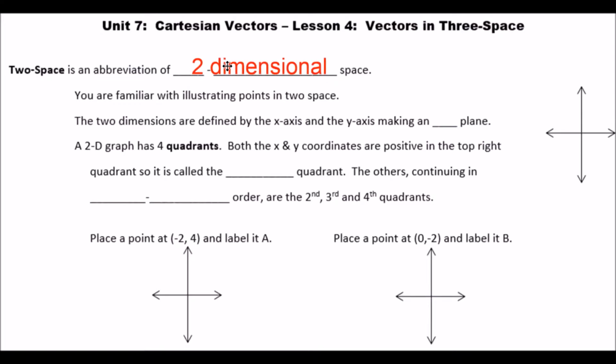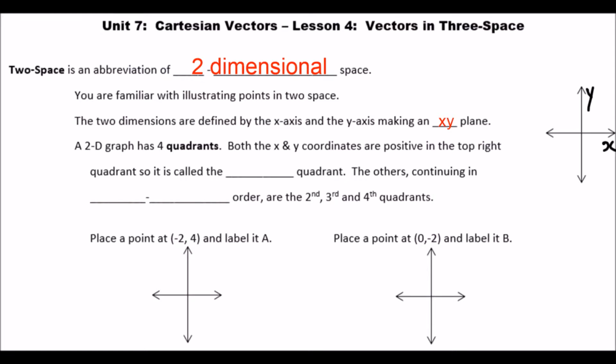You're familiar with illustrating points in 2 space. We've done that since grade 9, on our Cartesian plane. The two dimensions are defined by the x and y axis, making an xy plane. So here I have, of course, the x-axis here, and I've got the y-axis here. A two-dimensional graph has 4 quadrants.